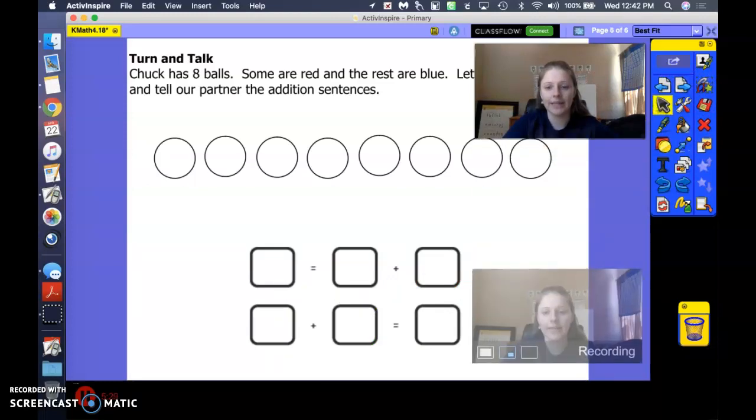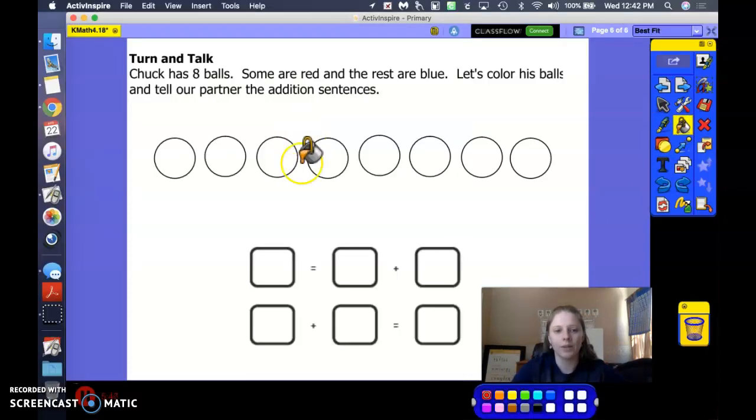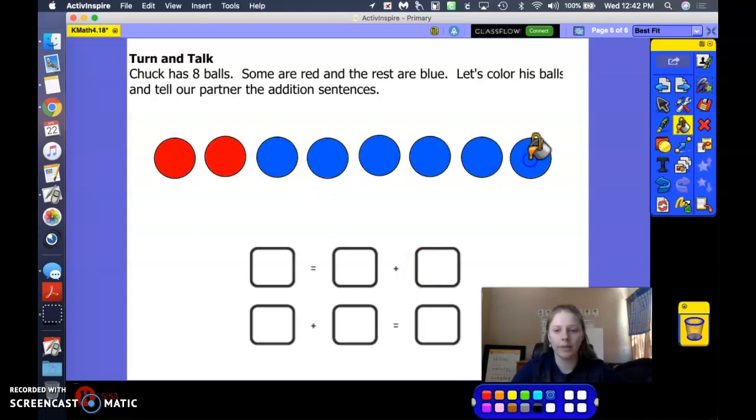Great job, friends. All right, this is our last example. So again, being able to pick up some objects and tell a story in your house is a great way to practice this skill, and then following up by writing your number sentence. So we have our circles again, and some of them are red and some of them are blue.